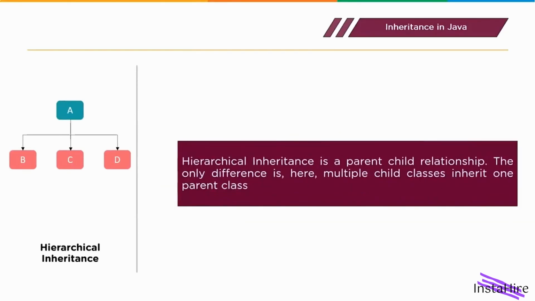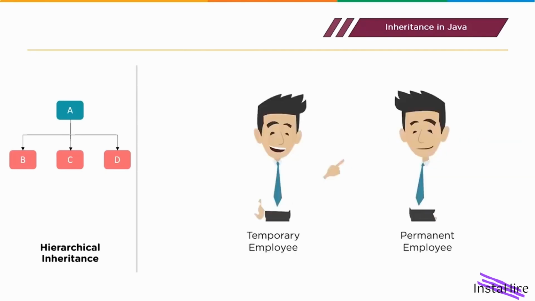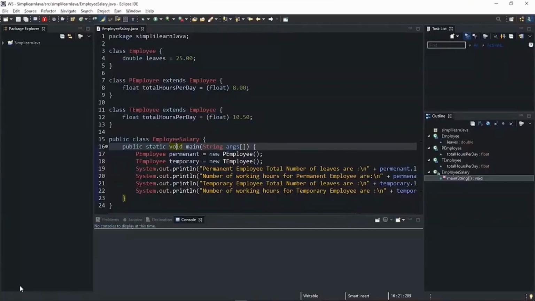So the hierarchical inheritance is a parent-child relationship. The only difference is the multiple child classes inherit one single parent class. Now let's consider an example based on temporary employee and a permanent employee. So on my screen we have an example based on hierarchical inheritance.